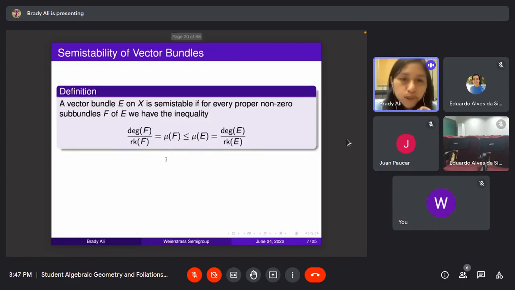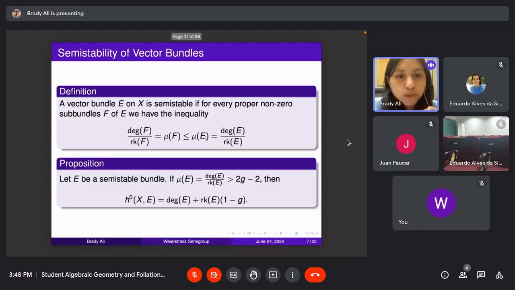So I'm also going to need the definition of a vector bundle that is semi-stable. So we say that a vector bundle E on a curve X is semi-stable if for every proper non-zero subbundle F of E, we have that the slope of F, that is equal to the degree of F over the rank of F, is less or equal than the degree of E over the rank of E. So this number here, the degree of E over the rank of E, is called the slope of E and is denoted by mu of E.